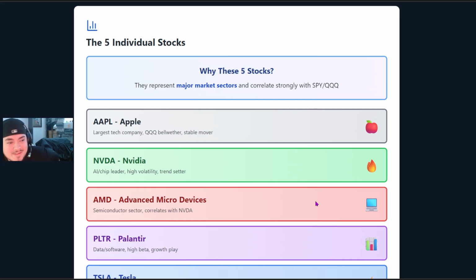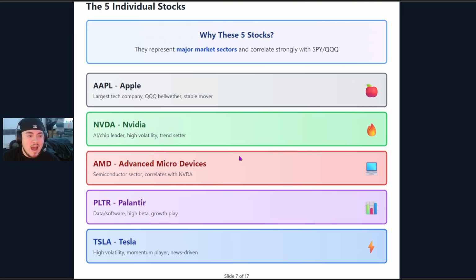Yep, no worries. All right, so the 5 individual stocks. Why these 5 stocks? They represent major market sectors and they correlate strongly with SPY and QQQ. The first stock that we have is Apple. It's the largest tech company, QQQ bellwether and stable mover. NVIDIA is our second stock, ticker symbol NVDA. AI and chip leader, high volatility, trendsetter.